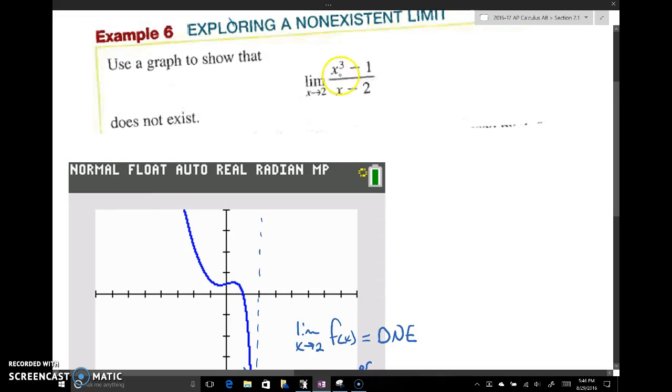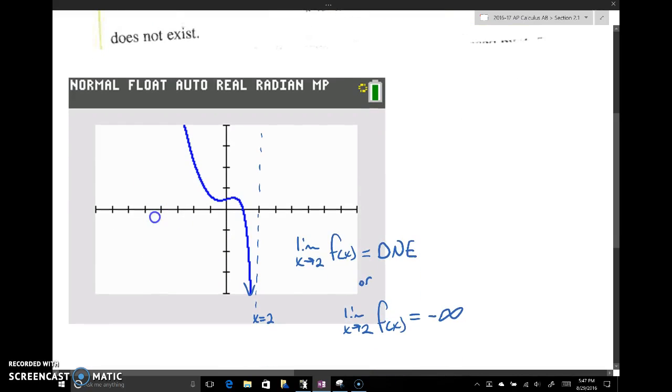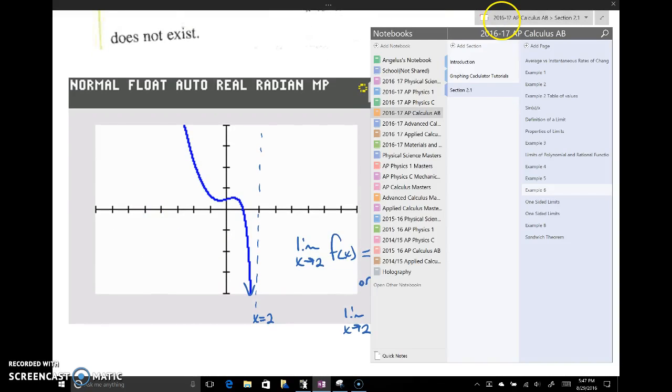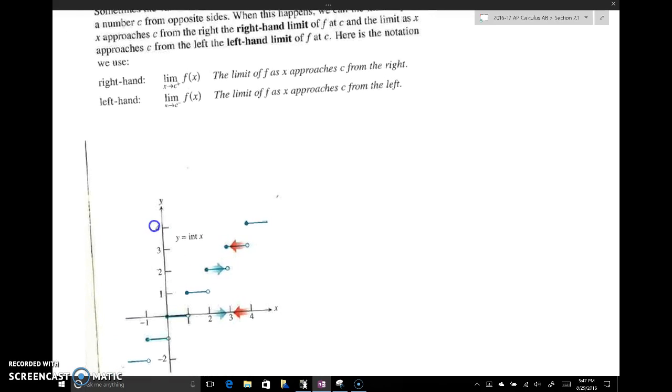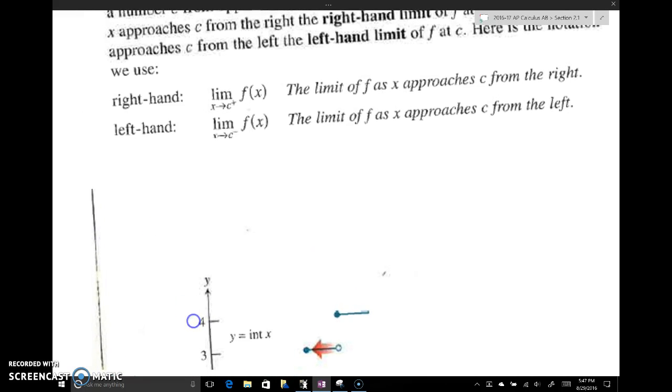Unlike the example we saw earlier in the chapter, this cannot be simplified to an extended function. We can't remove that discontinuity, so we end up getting a graph that looks like this. All right, so let's talk about handed limits. So we can have limits that go from the left or the right.